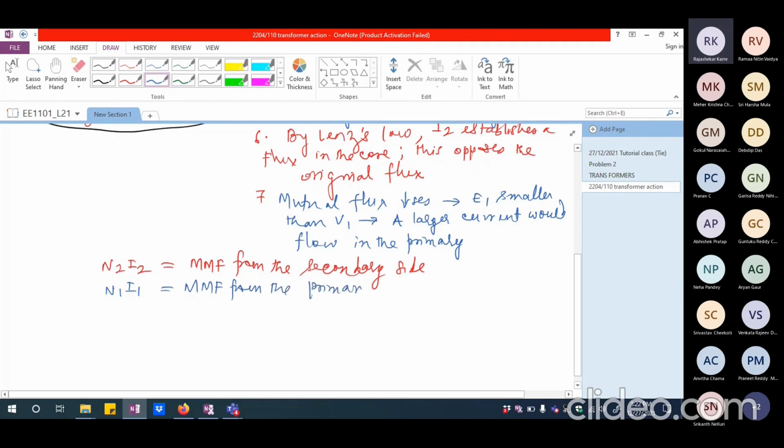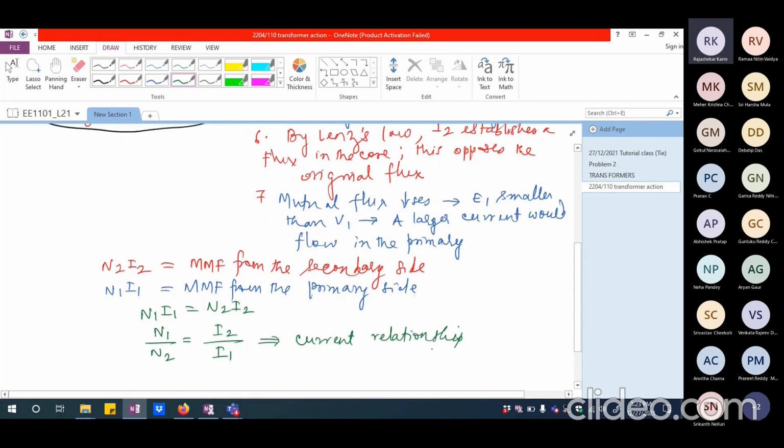Both of them will be almost equal to each other, because the initial current drawn for establishing the mutual flux in the core was negligibly small. So I'm going to have these two, N1 I1 equal to N2 I2, from which I should be able to write N1 by N2 equal to I2 by I1. So this is the current relationship for the primary and secondary of the transformer in terms of the number of turns.